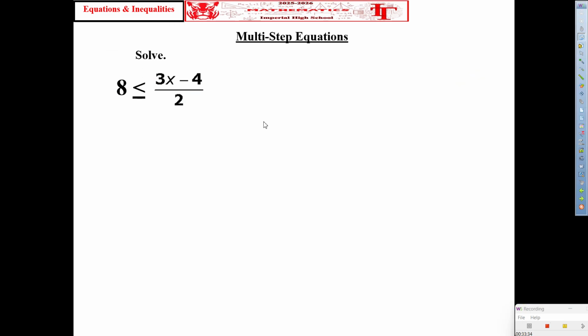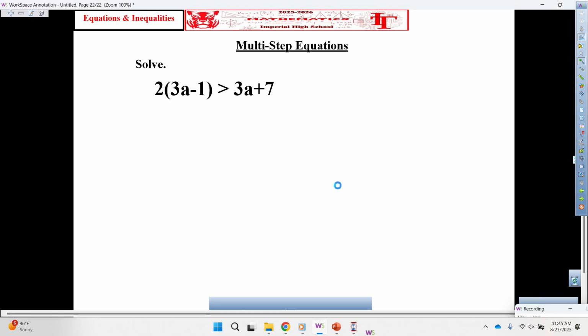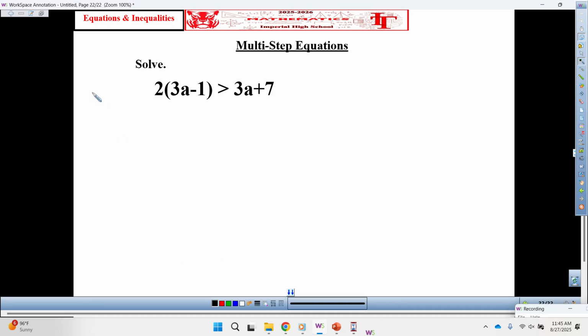All right. Then that one, we did an equation that looked like this. We're not going to do that one. Let's do this one. Copy this one, please. Example, I'm going to call this one Michael Jordan Q, MJQ. So we got 2 parentheses, 3a minus 1, close parentheses, greater than 3a plus 7.